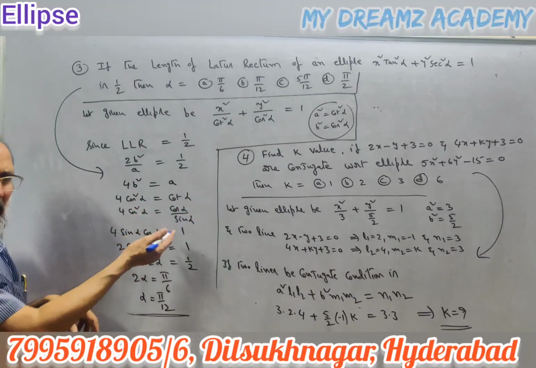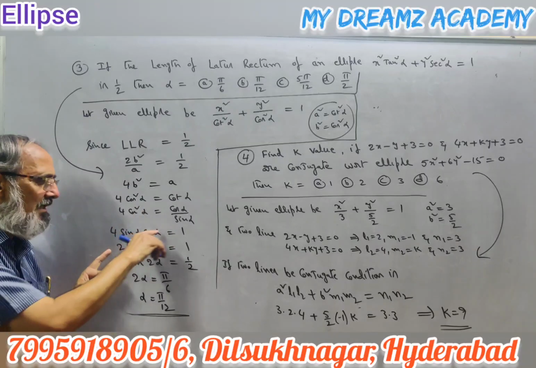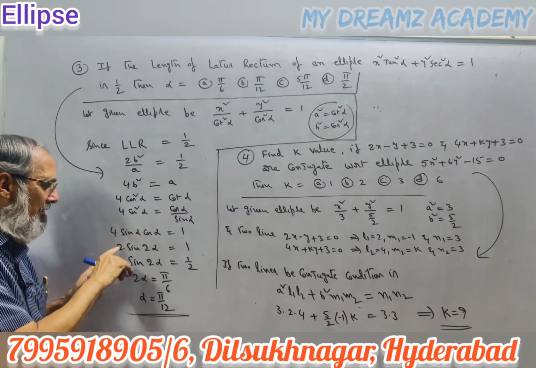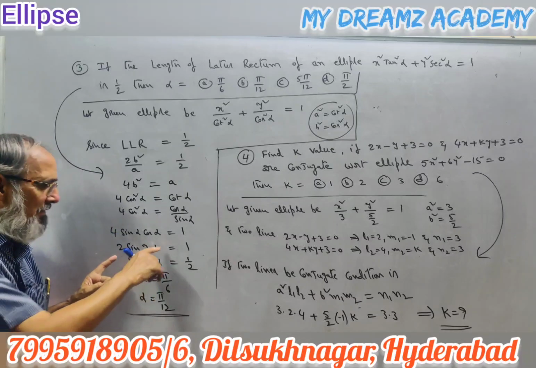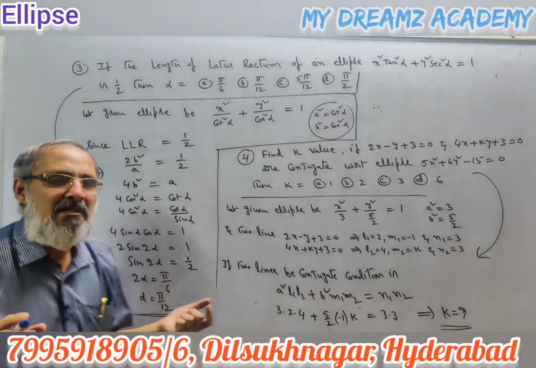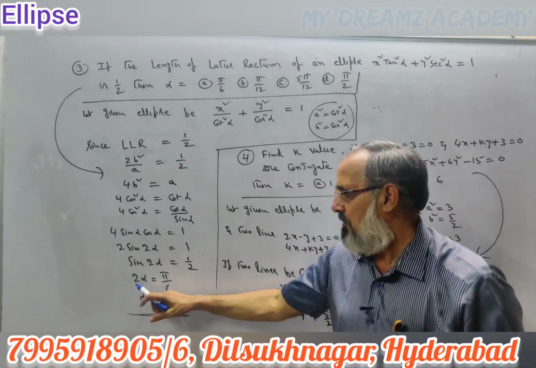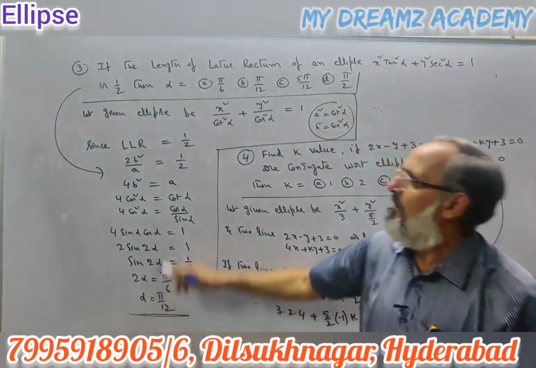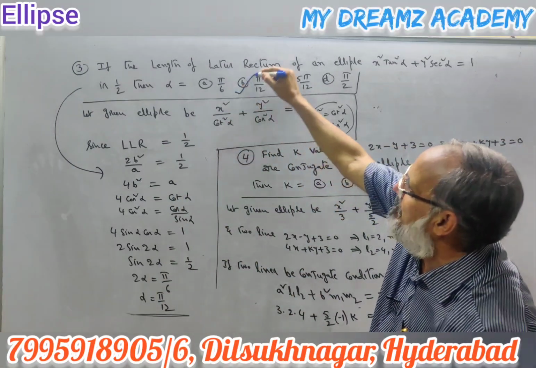Cos alpha cancels, cross multiplication comes 4 sin alpha cos alpha is 1, that will be 2 into 2 sin alpha cos alpha, so sin 2 alpha equal to 1 by 2. Sin of something is 1 by 2 means that something should be 30 degrees. So 2 alpha is 30 degrees, alpha is pi by 12, so option B is correct.